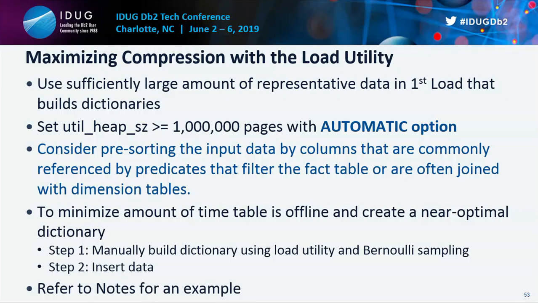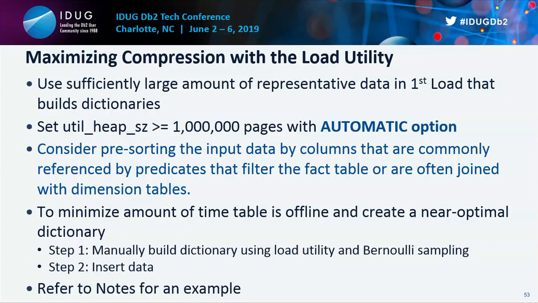So for people still using load, one of the strong suggestions is to use a sufficiently large amount of representative data in the first load. Can we look at the first 128 gig? Make sure that represents your data, and then you will get a very good dictionary. Use a large util heap, because that lets you create large dictionaries and histograms.